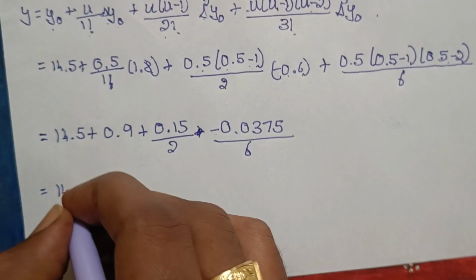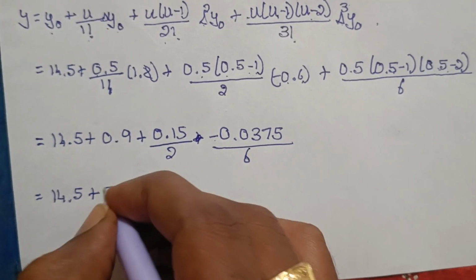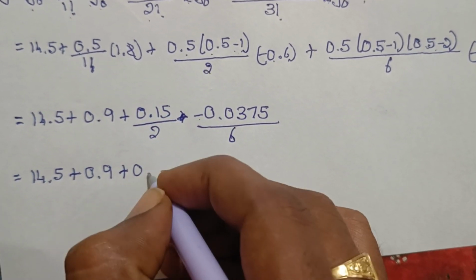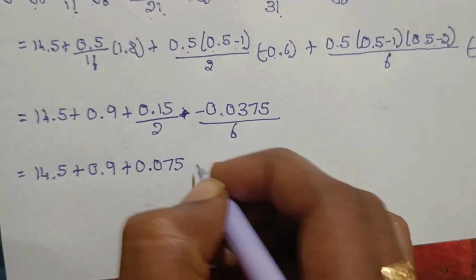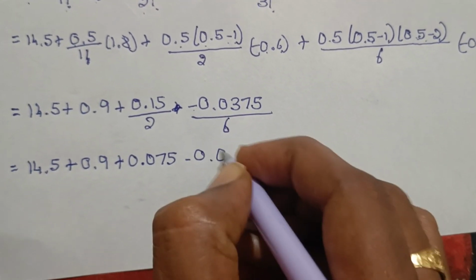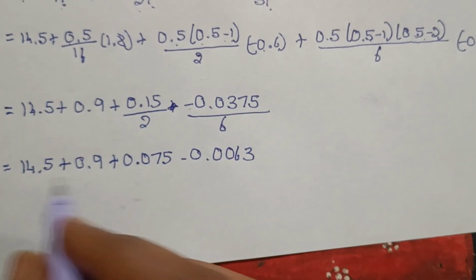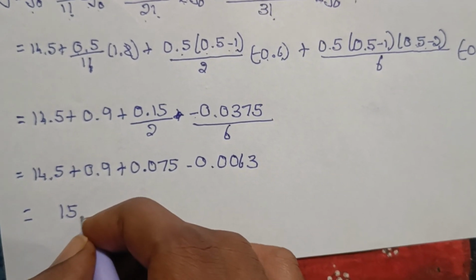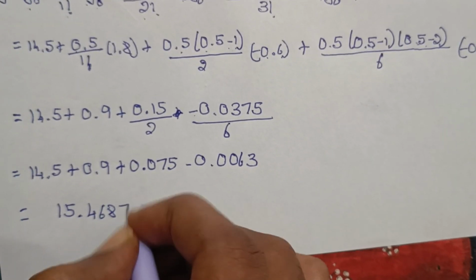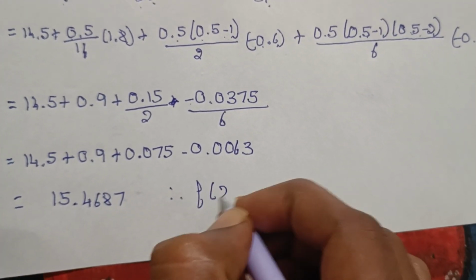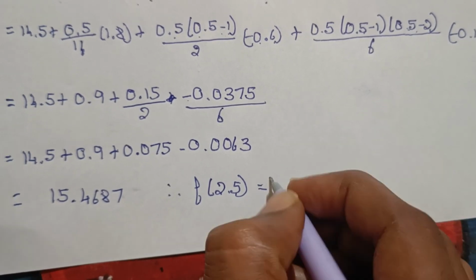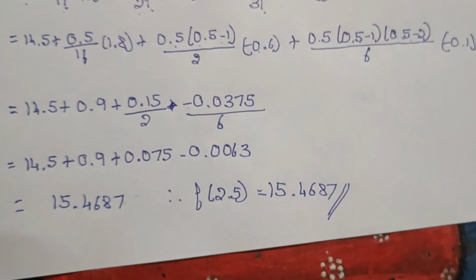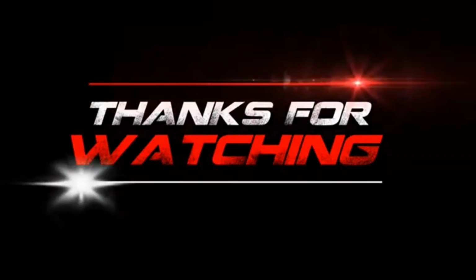Next, 14.5 plus 0.9 plus 0.15 divided by 2, we get the answer as 0.075, minus 0.0063. If you add this and subtract this, we get the answer as 15.4687. Therefore, f of 2.5 value is 15.4687.